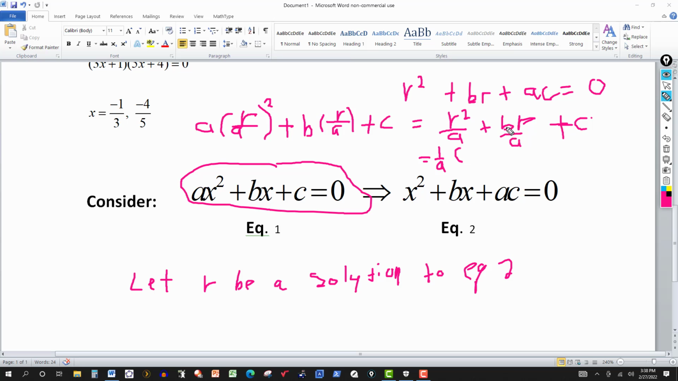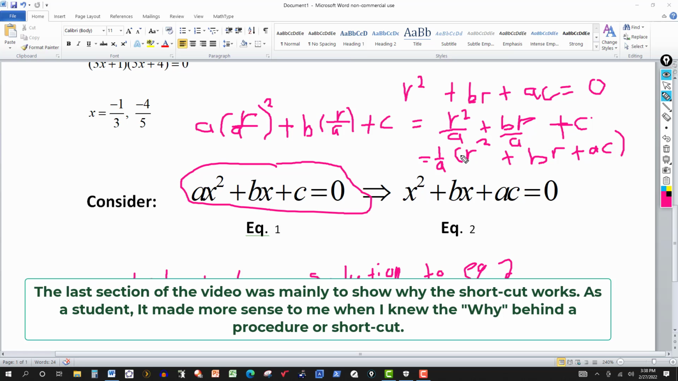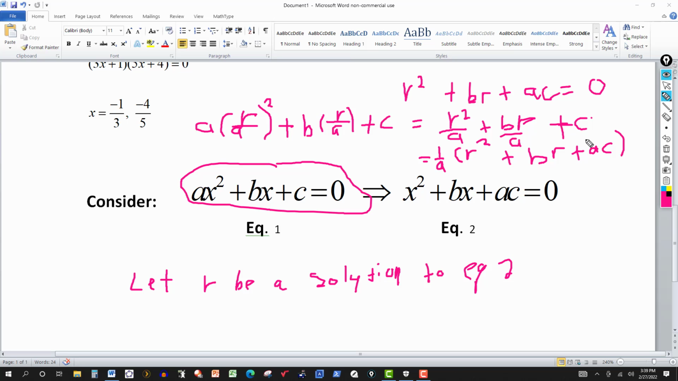So if I multiply this by a inside, then this will give me r squared plus br plus ac. And then I want to show that this is 0. So notice this is the same thing, okay? Because I multiplied by a and divided by a, so I'm multiplying this result here by 1. Doesn't change it. So I multiply through by 1 over a, still get the same thing back. Okay, 1 over a times this is this, 1 over a times this is this, 1 over a times this is this. So is this equal to 0?